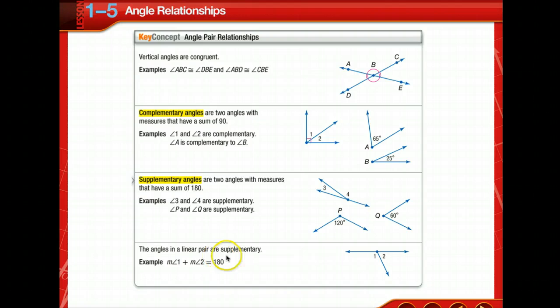The angles in a linear pair are supplementary. So we talked about that just a minute ago, that these two will equal 180 degrees. So pause for a moment and study these diagrams so that you understand what we're about to do in the next examples.